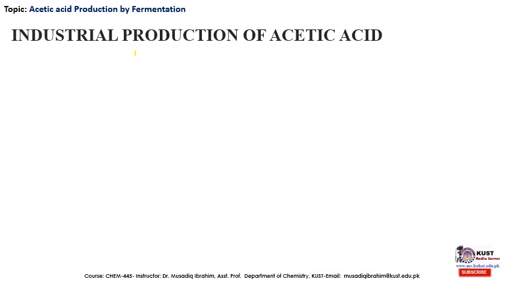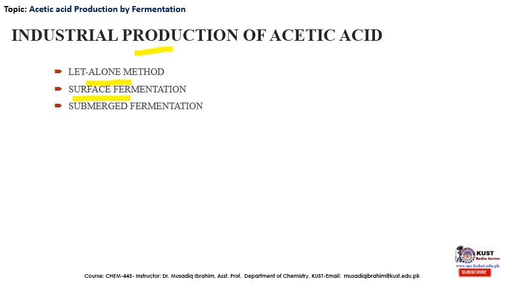Now, the industrial production of acetic acid. There are many methods which are used for the production of acetic acid in different types of industries. The first one is the let alone method. The second method is surface fermentation. The third one is submerged fermentation. And the fourth one is batch fermentation.